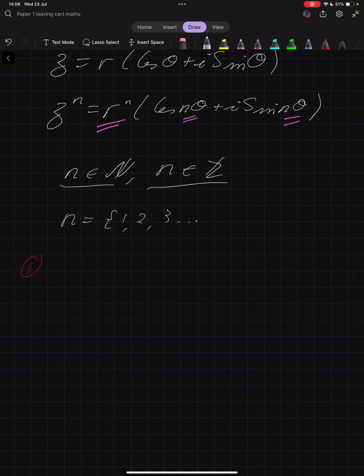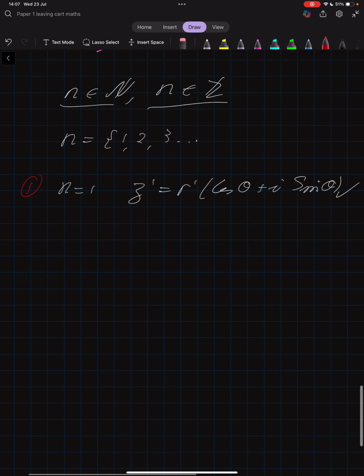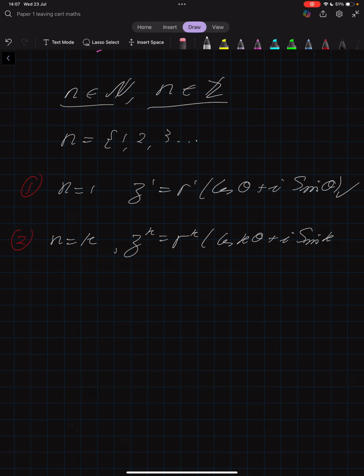So remember, proof by induction is you prove it for the smallest number. So I show that it's true for n equals 1. So is z to the power of 1 equal to r to the power of 1 cos of 1 times theta, which is theta, plus i sin theta? Yeah, it is. It obviously is. Step 2, you assume it's true for n equals k. So you assume that z to the power of k is equal to r to the power of k cos k theta plus i sin k theta.